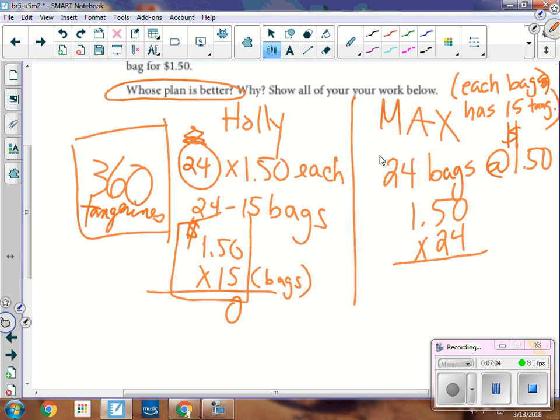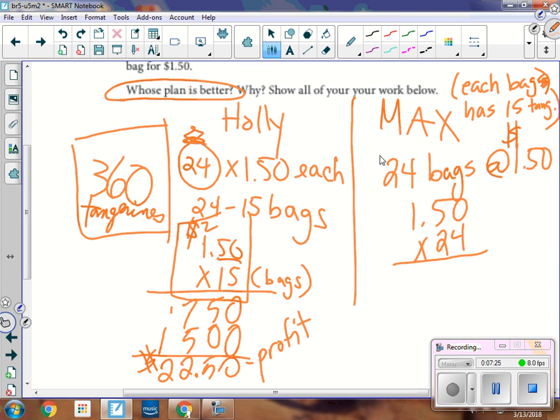So let's multiply 5 times 0, 5 times 5, regroup. Put a 0, and we got a 0, 5, 1. So we got 2 decimal places in the problem. There's 2 in the answer. So our profit for Holly, $22.50.